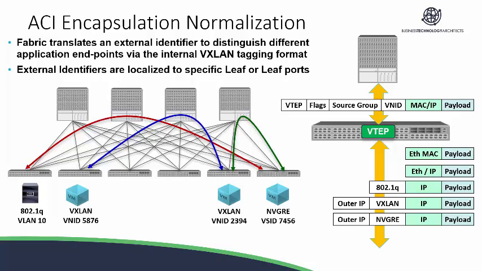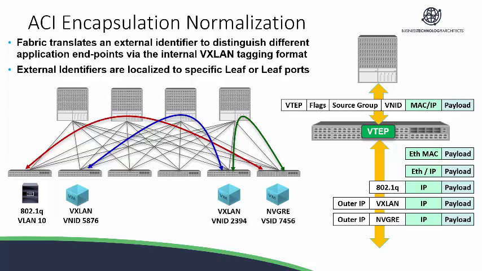So what we're actually illustrating here is an encapsulation normalization. So forwarding is not limited to or constrained by the encapsulation type or encapsulation of the overlay network. The external identifiers are localized to the leaf or leaf port, which allows reuse or translation if required. A bridge domain forwarding policy can be defined to provide standard VLAN behavior where required.